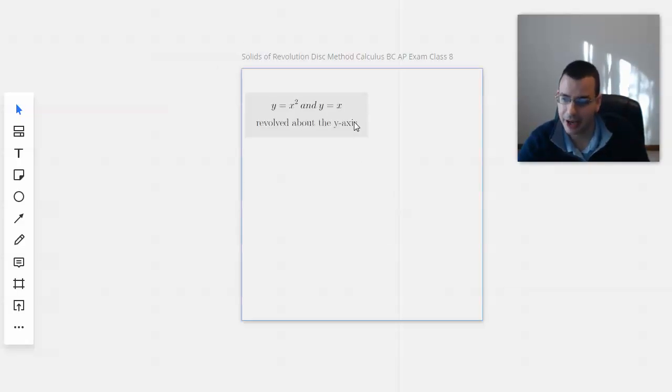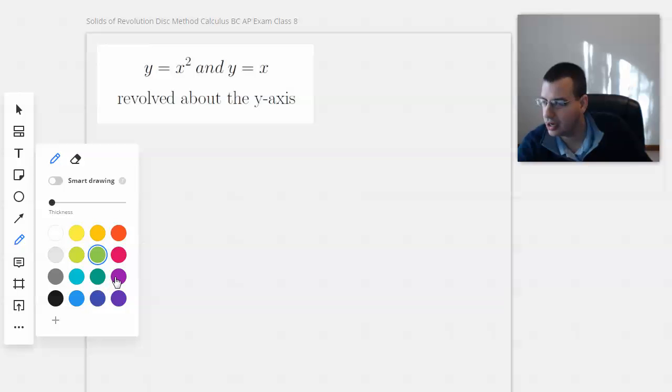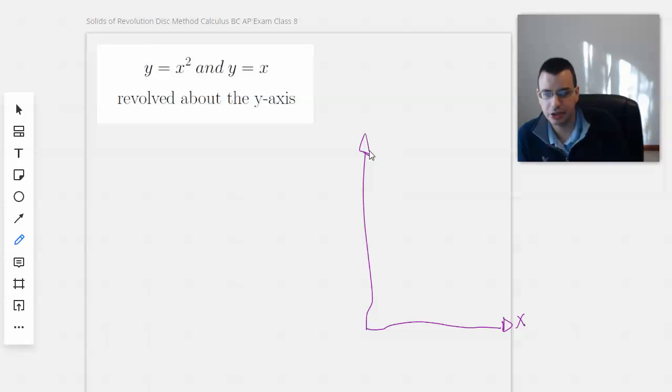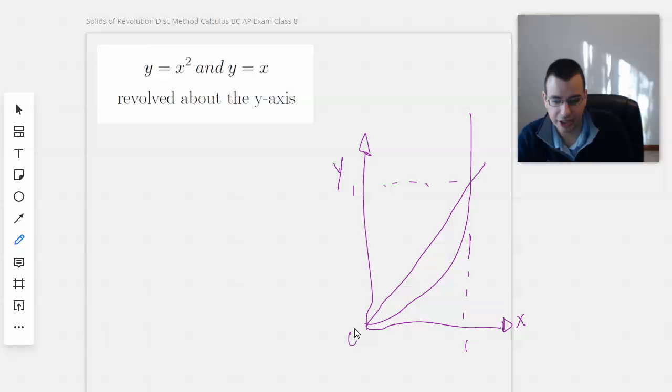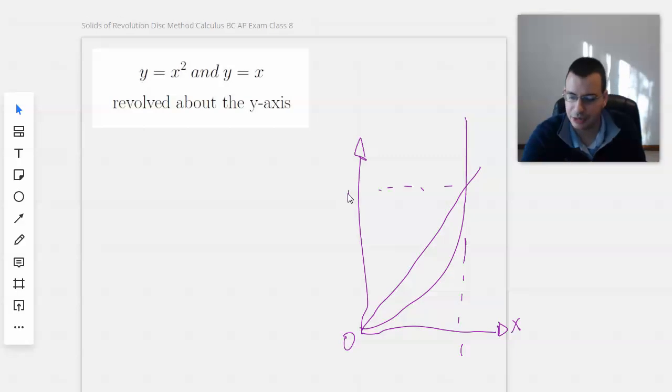Okay, and now here we have the same idea, except now we're going to use the y-axis instead of the x-axis for the revolution. So, here we go. Here's an axis. This one will be x. This one will be y. And we have, again, y equals x and y equals x squared. A little bit bigger. There we go. We still have the points 1, 1, and 0. That looks terrible in there. And I'm going to move this y over. There we go. That one little dot seems to be bothering me.